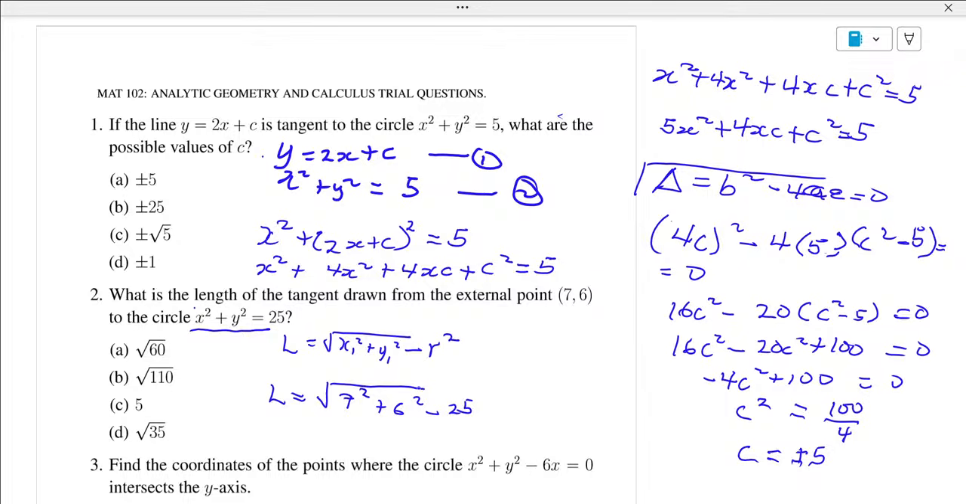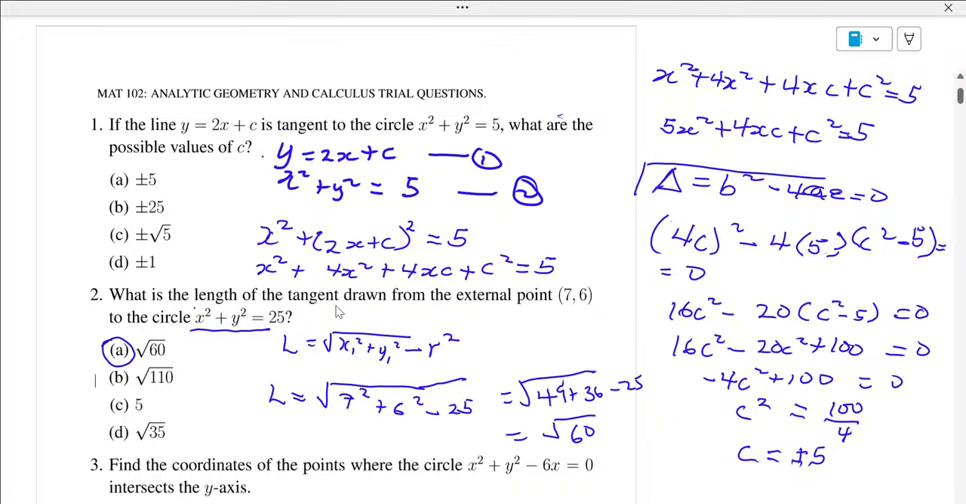So here, let's simplify. If you simplify this, you're going to have the square root of 49 plus 36 minus 25, and that will give us the square root of 60. So our answer is the square root of 60.